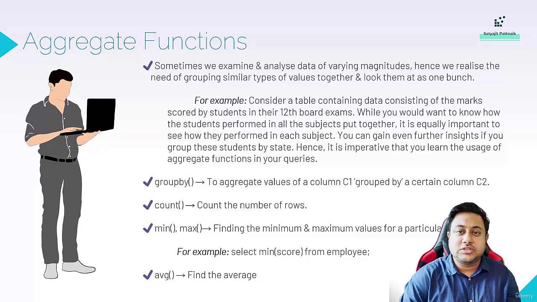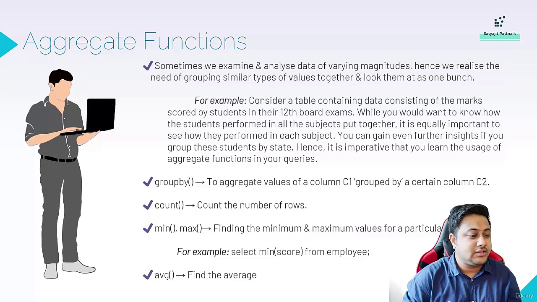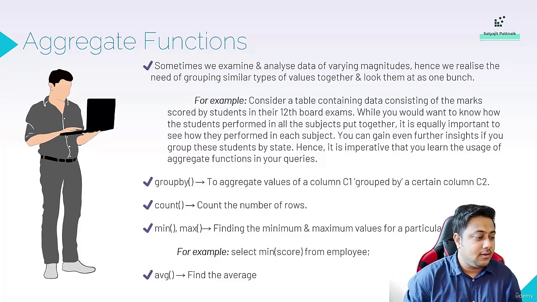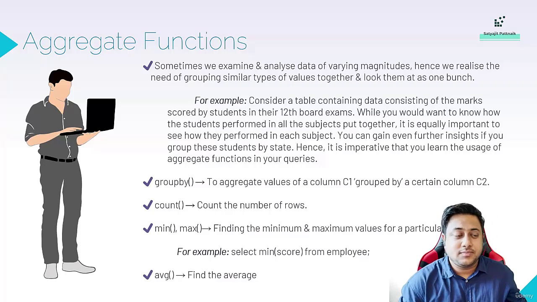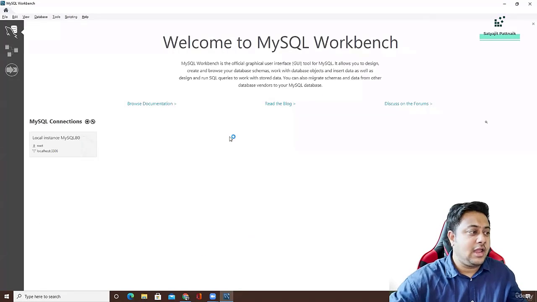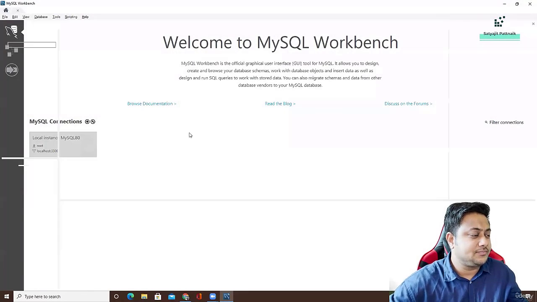We also have functions like minimum and maximum, finding the minimum and maximum values for a particular column. For example, select min score from employee. And then we have average. So let's go to MySQL Workbench and we'll try to implement all this.